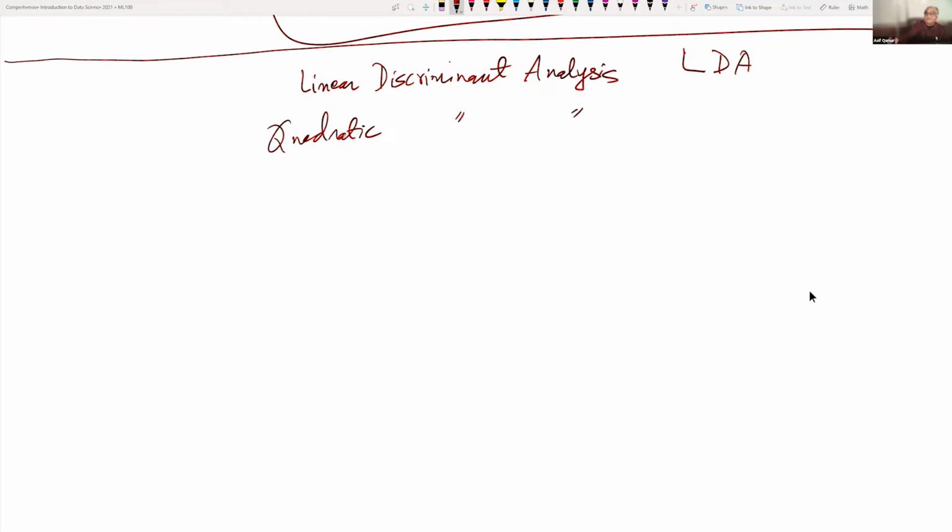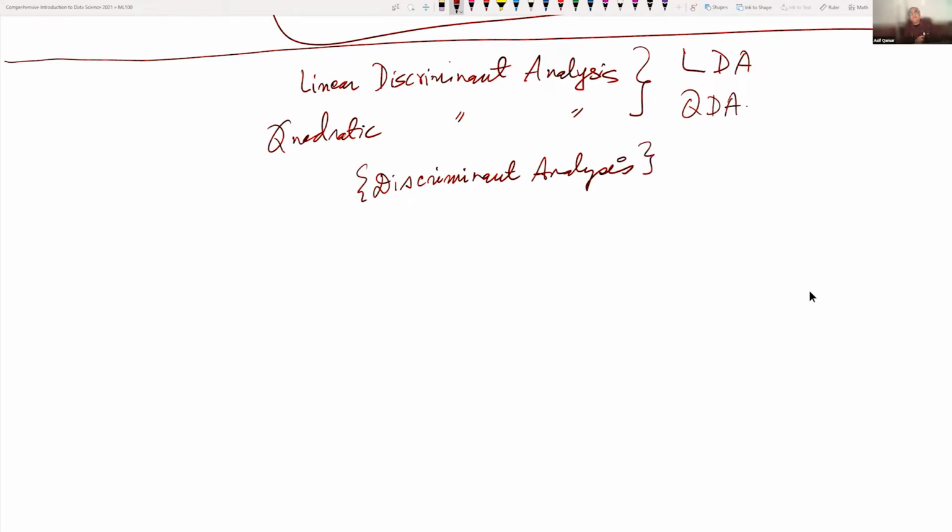So this is called linear discriminant analysis, LDA, and something called quadratic discriminant analysis, QDA. These are the two. And broadly, they are called discriminant analysis. If you don't want to discriminate between the terms, just call it analysis. It's based on a very simple idea.